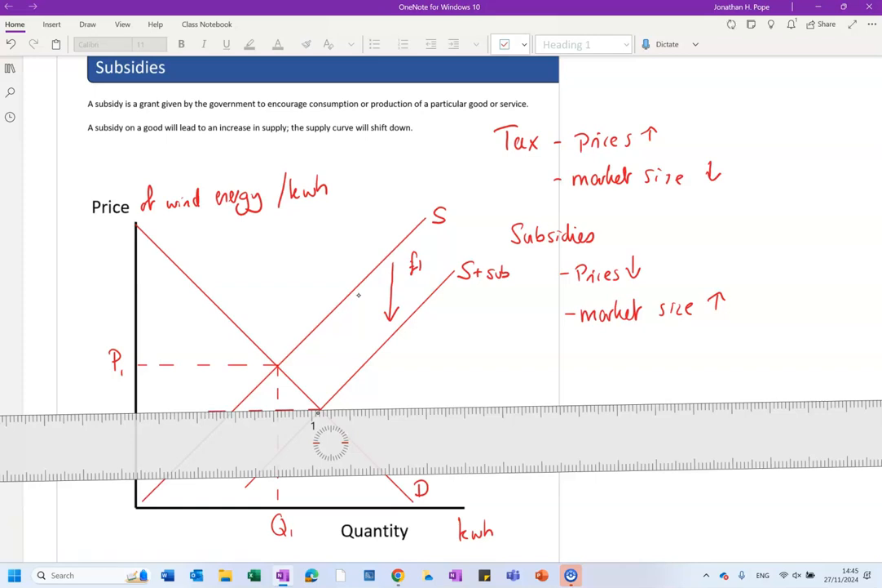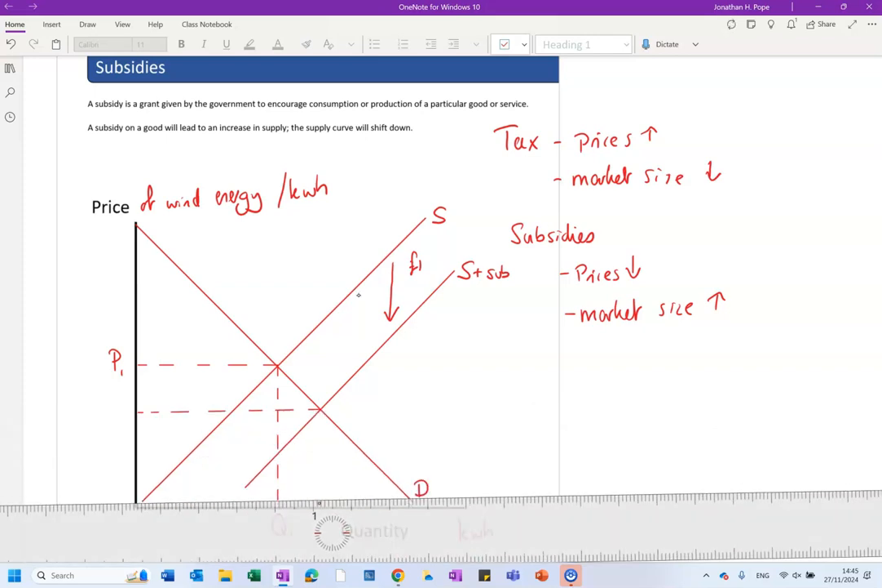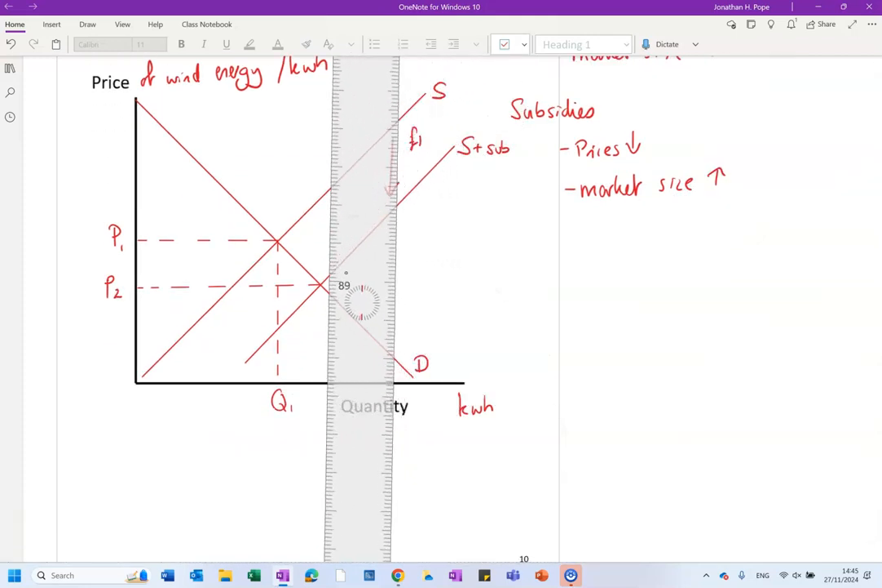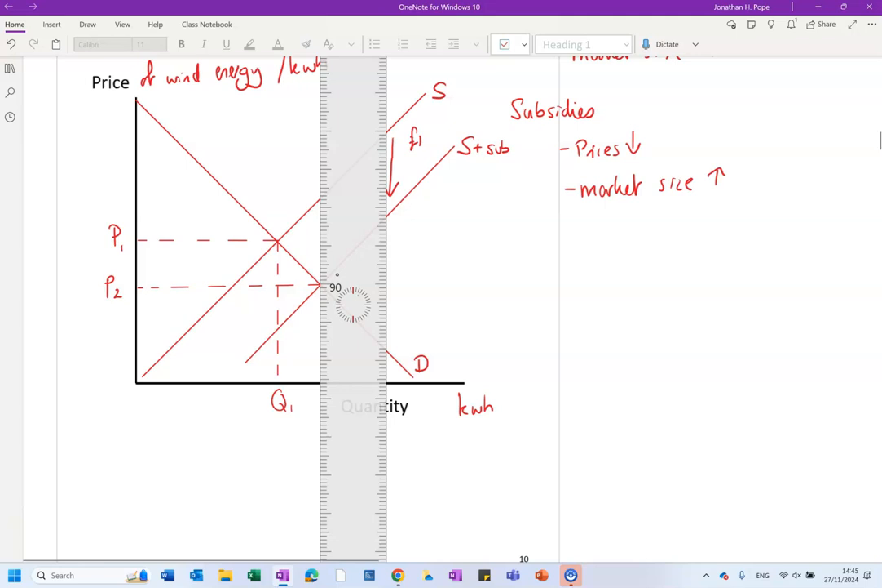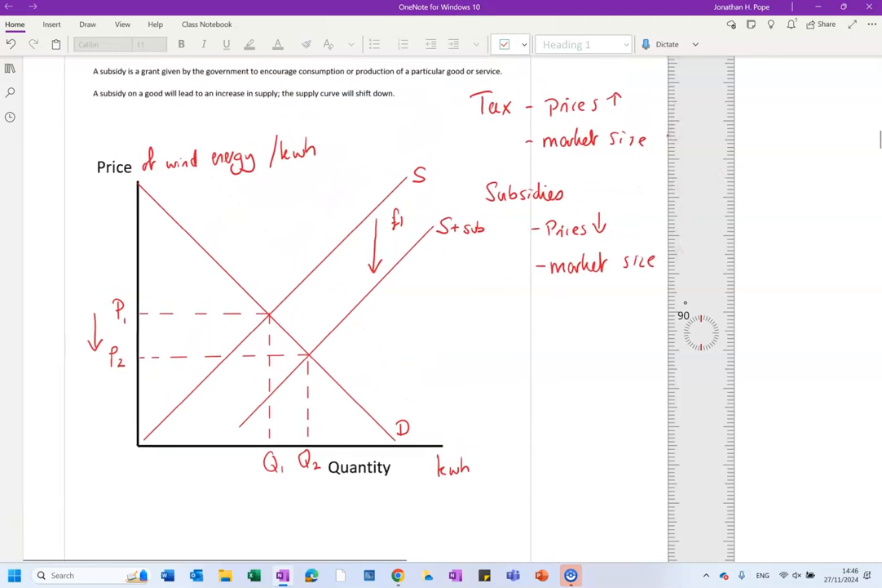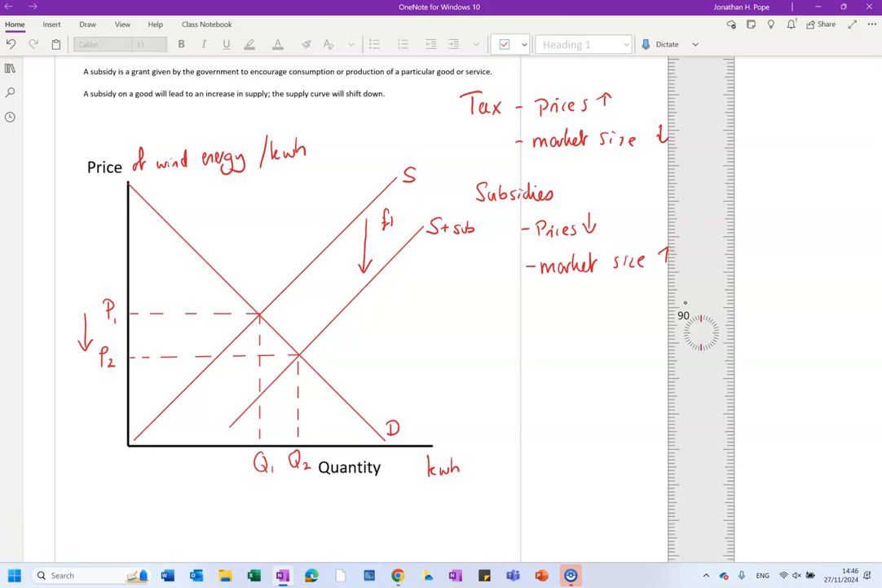If firms are being granted money, they're being given money, that should make sense now that our price in our market has gone down. That I think is absolutely making some sense there. I hope that makes sense. So if you subsidize wind energy, it will get cheaper for consumers. Let's say that was, for example, £5. I've got no idea how much this costs, but let's say that was £5.